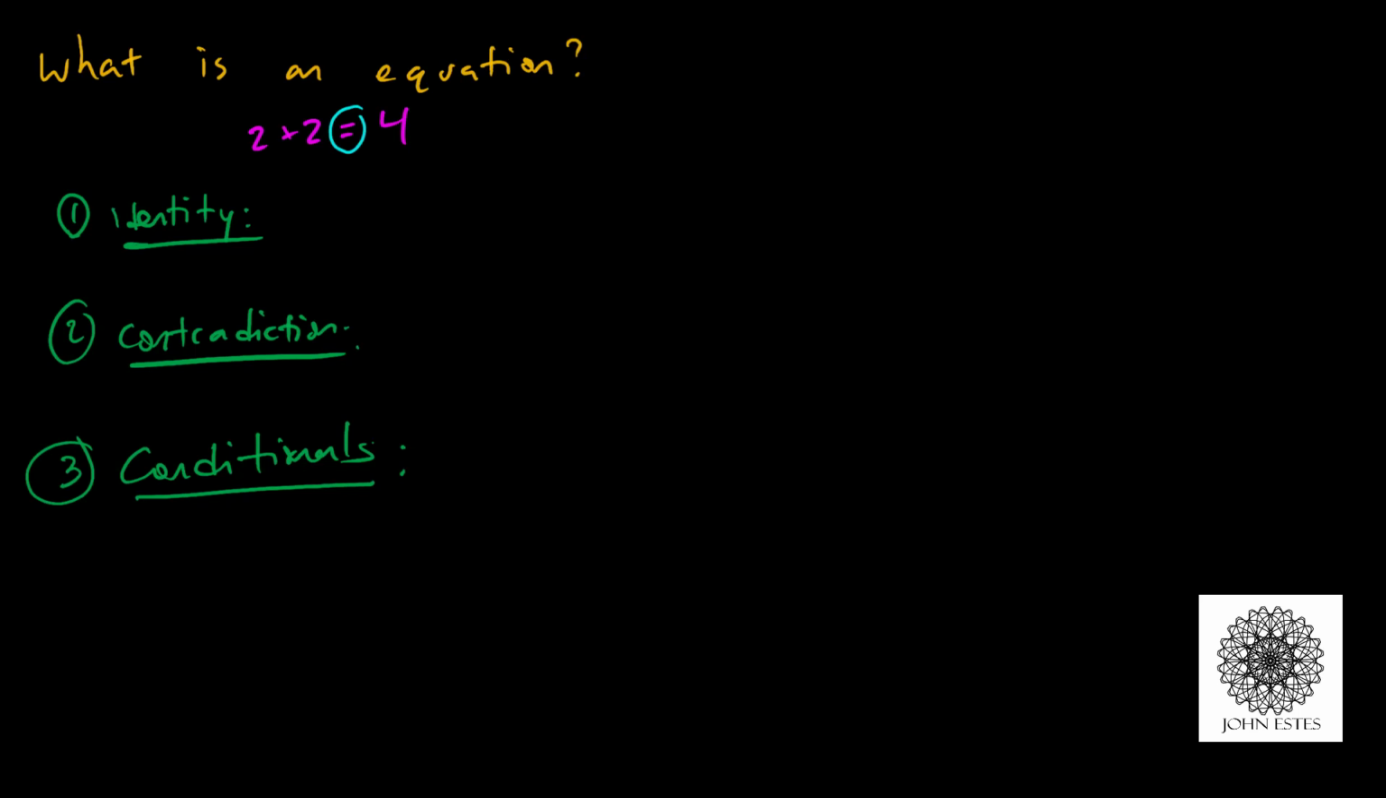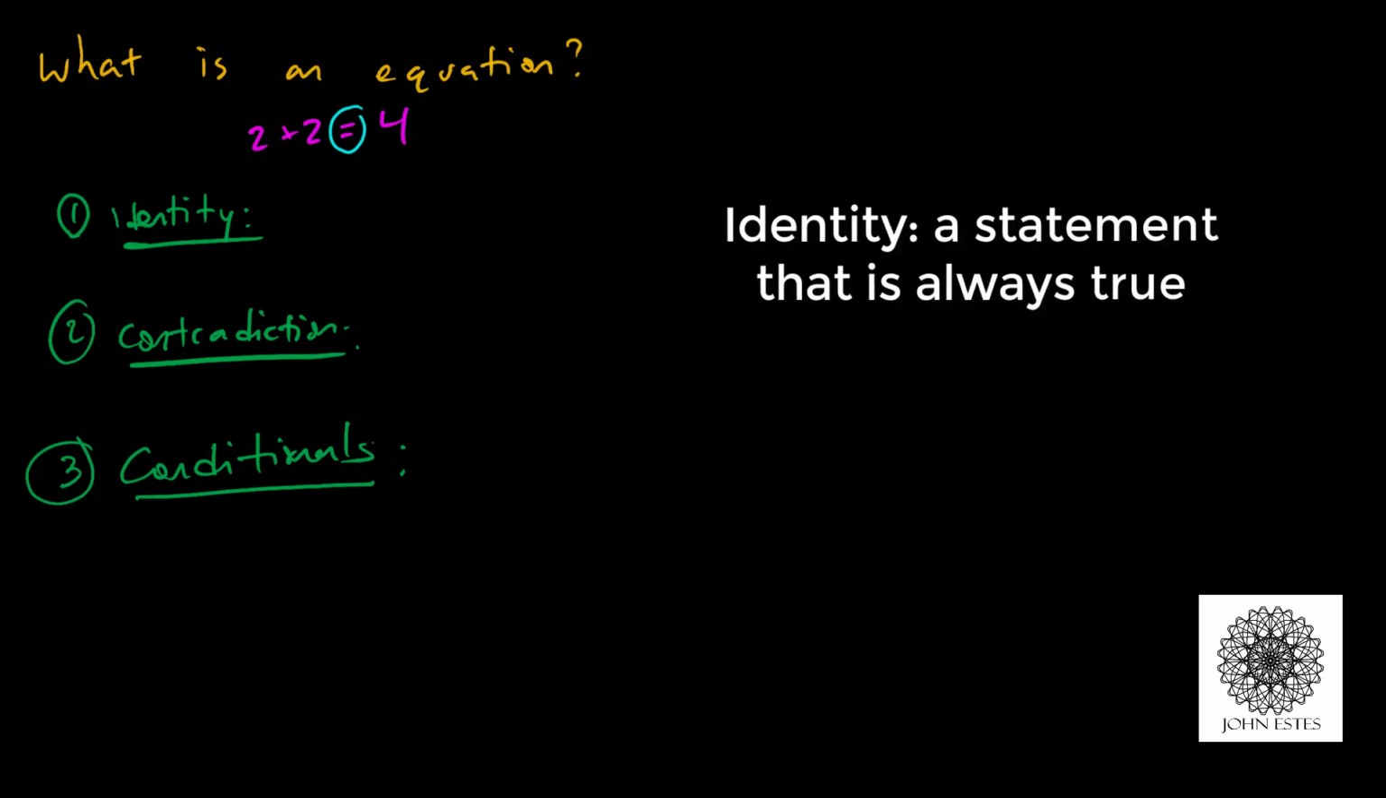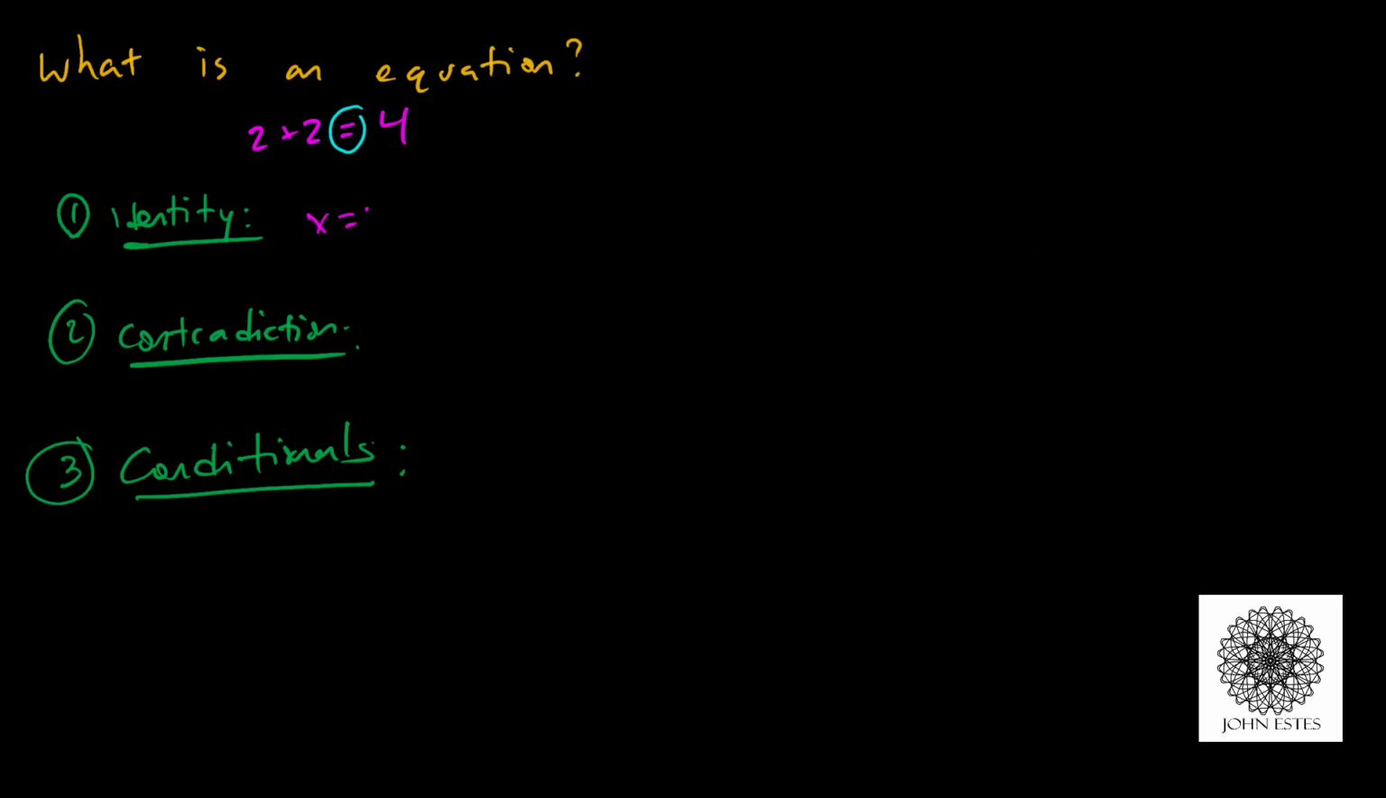Okay, and so in particular, from a logical standpoint, we have three categories of equations. You have identities, contradictions, and conditionals. And so I just kind of want to address what each of these are real quick. So an identity is a statement that will be true regardless of what happens. So for example, x equals x is always a true statement. It doesn't matter what x is. This will always give you a true statement. Another one would be 1 plus 1 equals 2. That is always a true statement. And so because of that, these equations represent identities.